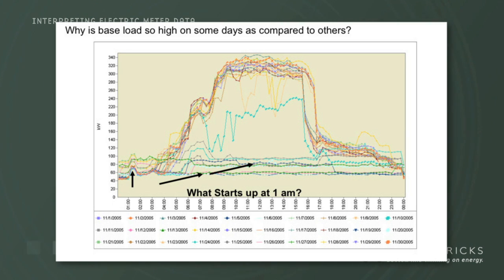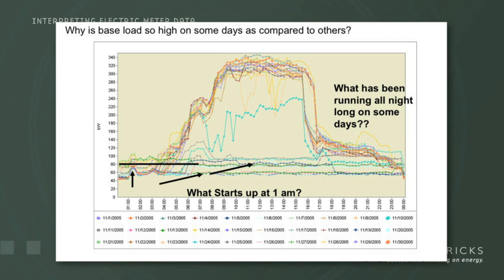Another question that I would have here is what starts up at 1 o'clock in the morning and runs for just a short period of time and turns off again? On some days, what's been running all night? So the same thing that caused this to run all night could be something that happened here that was left on running during this day. This is an example here of a piece of equipment that ran all night long here.